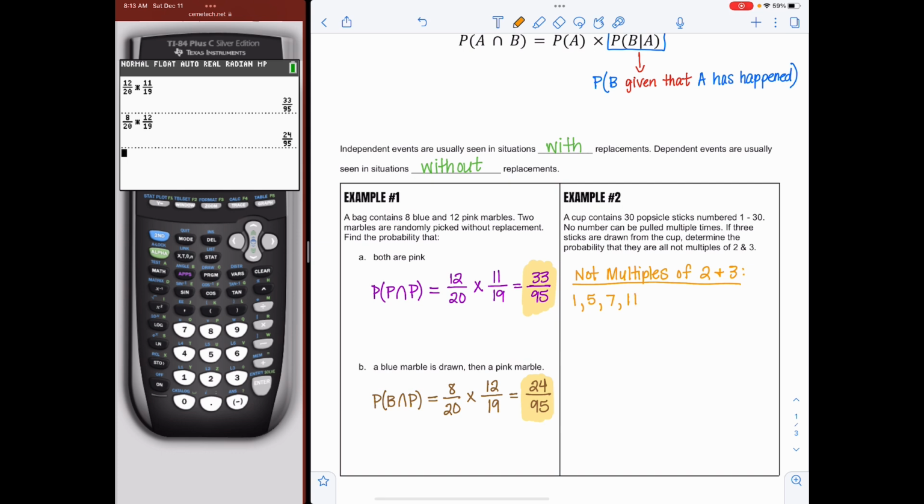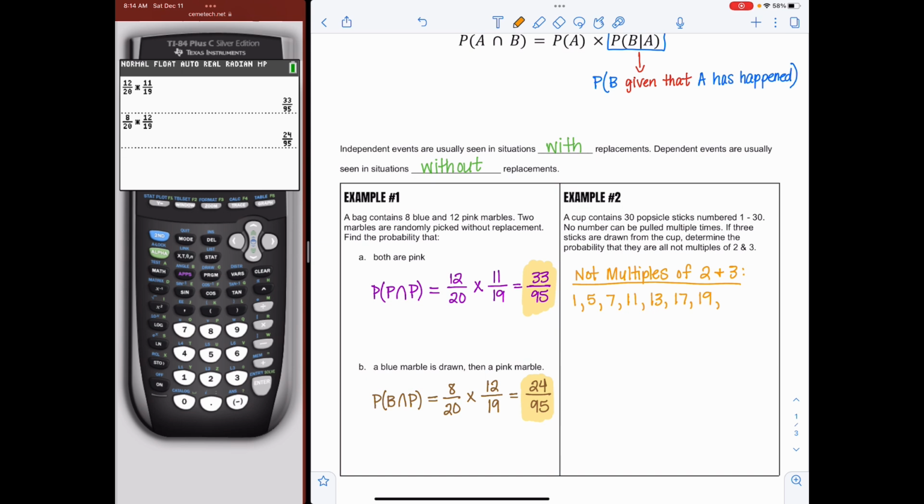11 is not a multiple of either. 12 is a multiple of 2 and 3. 13 is not a multiple of either. 14 is a multiple of 2. 15 is a multiple of 3. 16 is a multiple of 2. 17 is not a multiple of either. 18 is a multiple of 2 and 3. 19 is a multiple of neither.